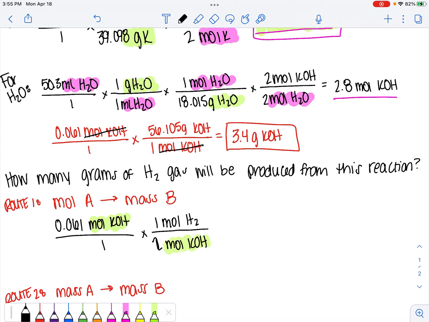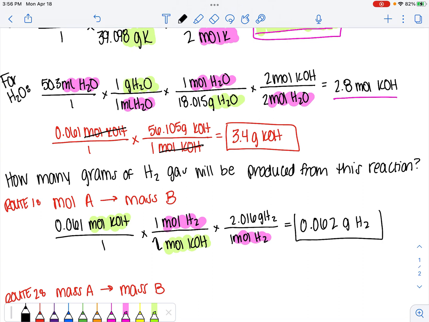Now that you know your moles of hydrogen gas, you can take this and convert it to a mass by using the molar mass conversion factor. So for every 1 mole of hydrogen gas, there are 2.016 grams of hydrogen gas. Again, units cancel out. Throw this in your calculator and you should get 0.062 grams of H2.